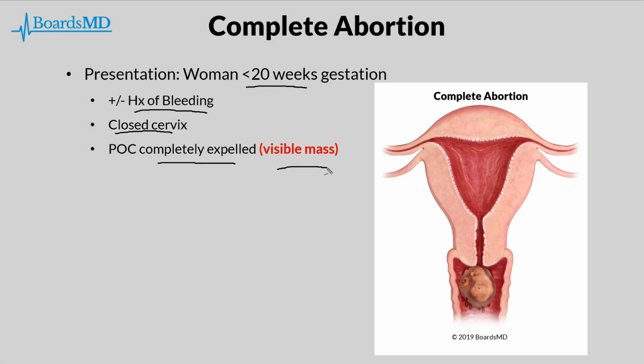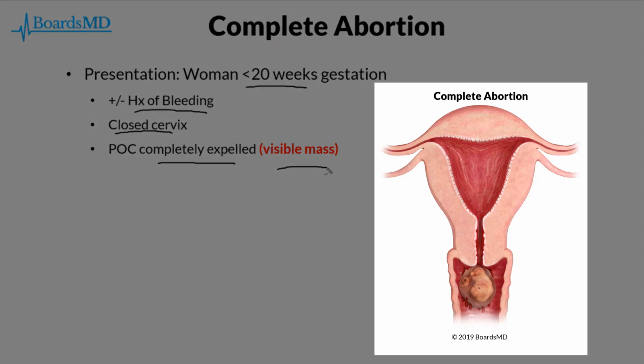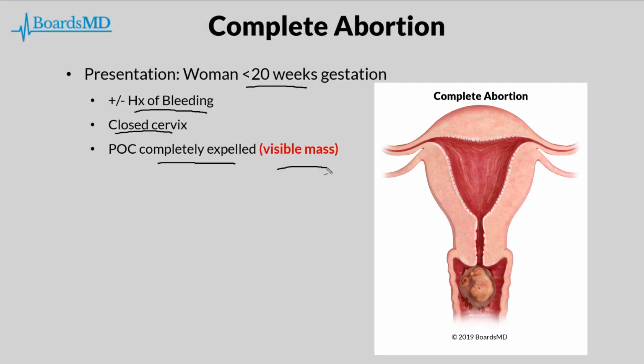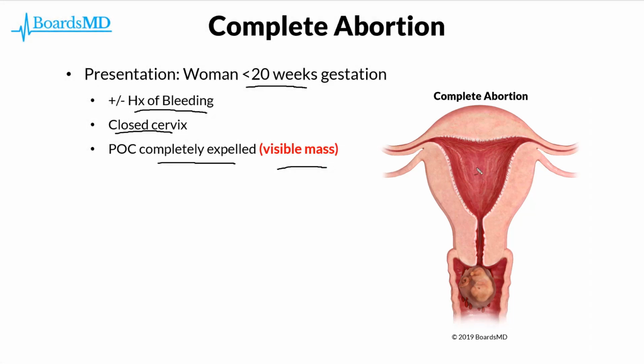This is consistent with our schematic on the right-hand side of the presentation, where we can clearly see that there are no remaining products of conception in the endometrial cavity, and rather there are products of conception which are now present in the vaginal canal. And this is ultimately what distinguishes an incomplete abortion, where we may still have some products of conception in the endometrial cavity, from a complete abortion in which these products of conception have been entirely expelled.